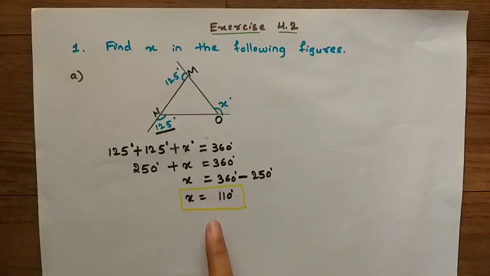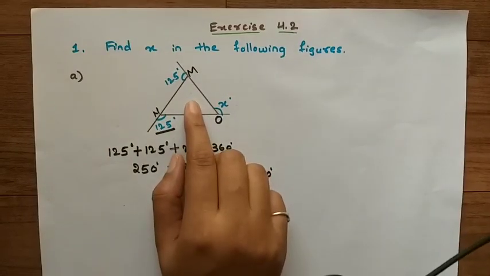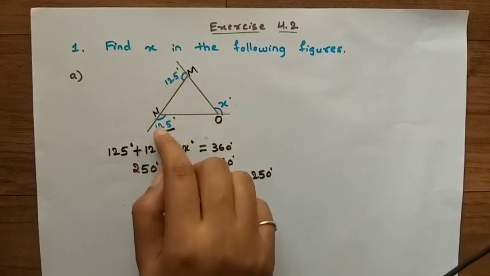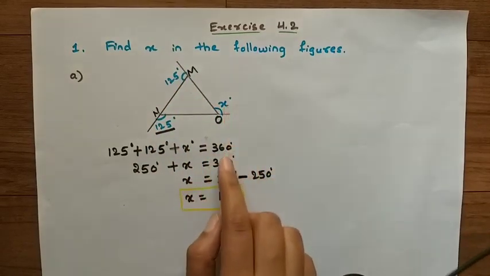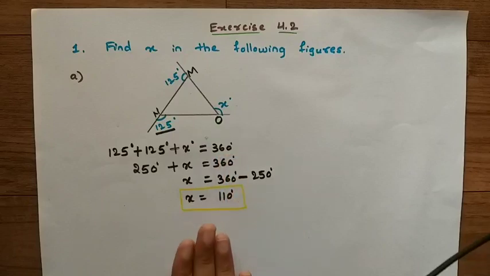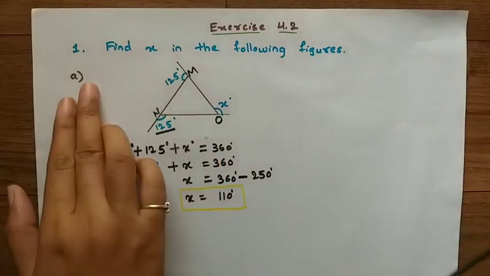Here we are using the first formula: the sum of the exterior angles of a triangle is 360 degrees. Here the figure is a triangle. The sum of these three exterior angles of the triangle is 360 degrees. This is the first solution of the 8th question.